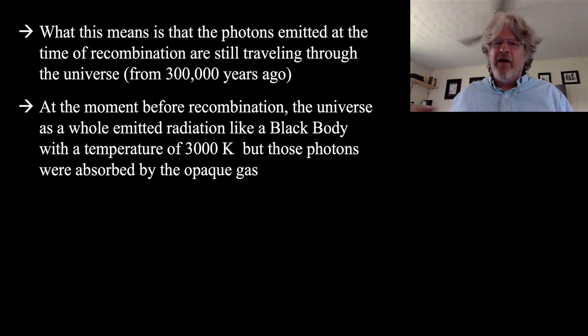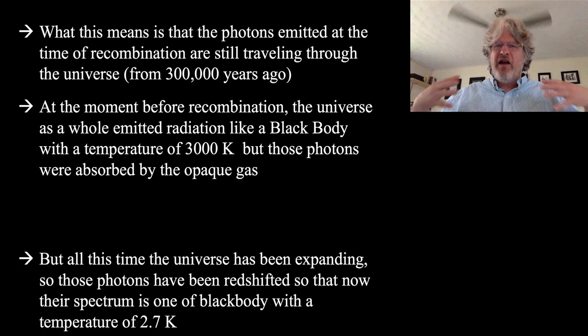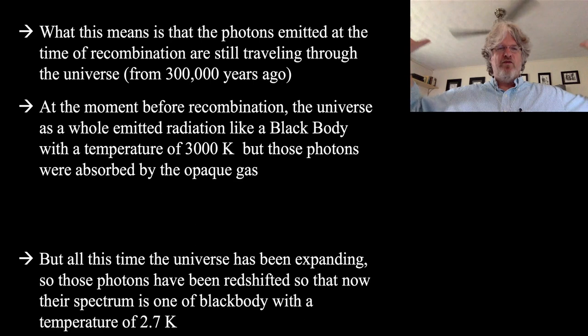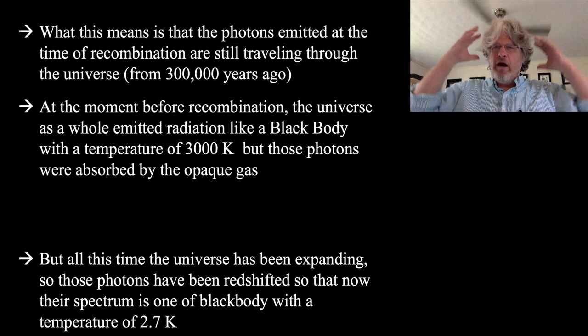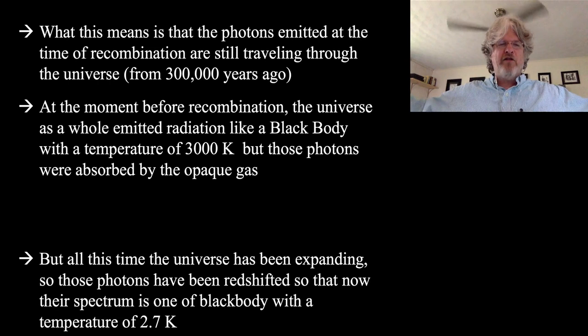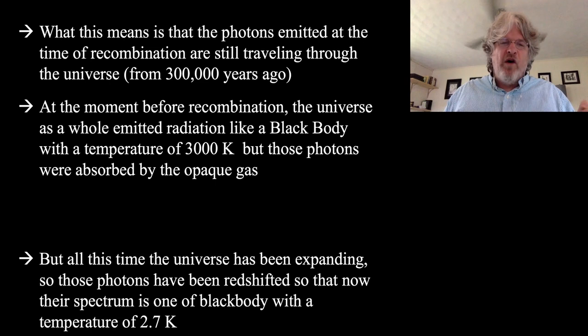And so this whole time, the universe was basically a 3,000 Kelvin black body, with all of this radiation being emitted, but by the time the photons reach us, they've been redshifted. The radiation we'd expect from a 3,000 Kelvin black body has all been shifted into the red by the expansion of the universe. So what we see today corresponds to a black body of about 2.7 Kelvin.